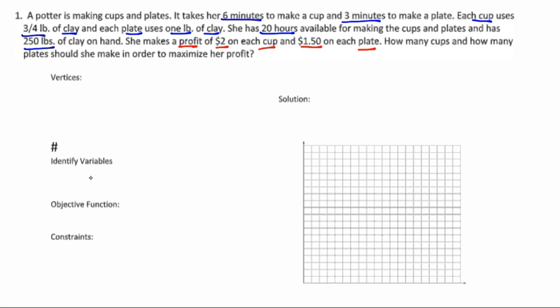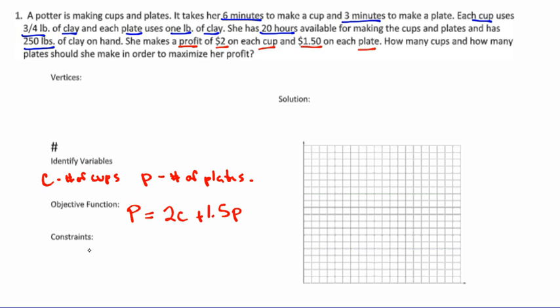All right. Identify the variables. C, the number of cups made. P, the number of plates made. The objective function, profit, is equal to 2C plus 1.5P.